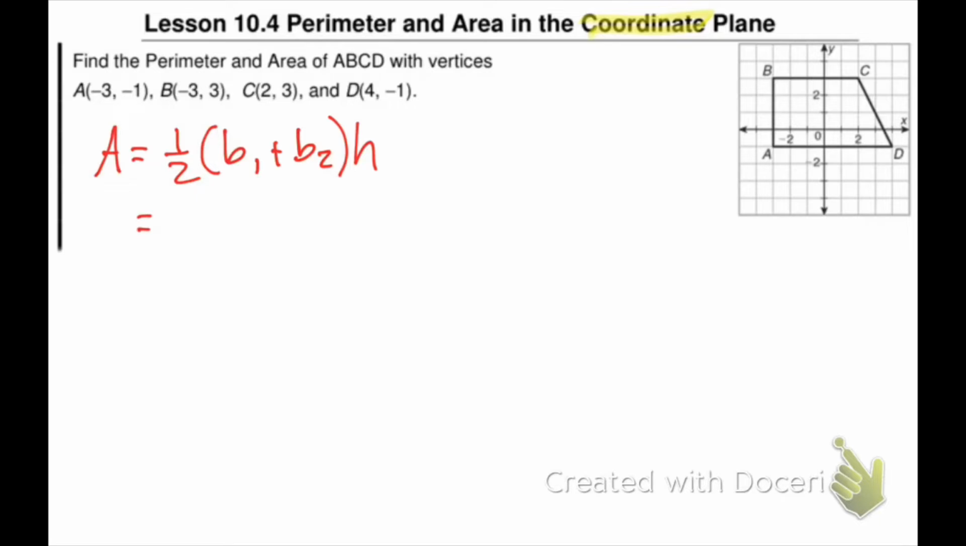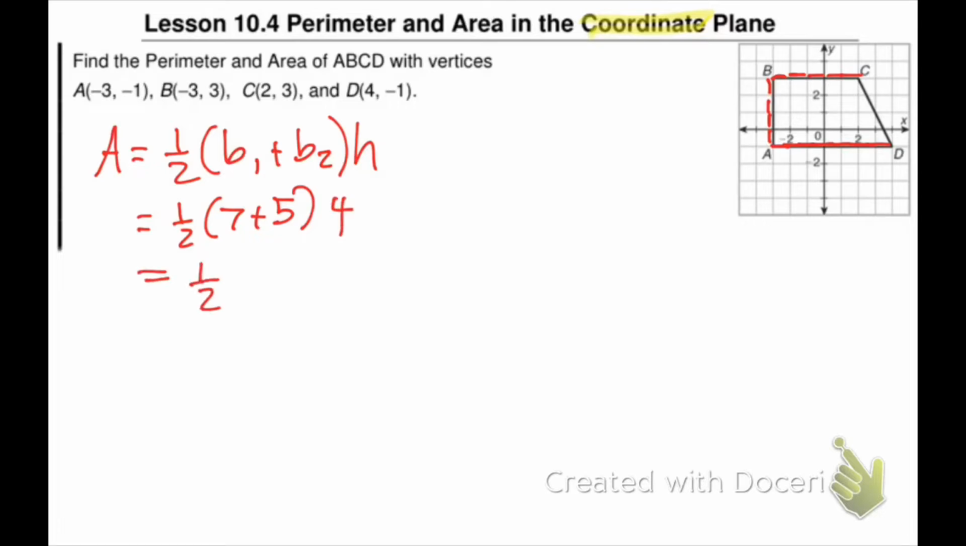What are b1 and b2? They are the bases. Here's a base, here's a base. This is actually my height right there. So we have both bases and the height. To calculate the lengths, it's fairly easy because you just count: 1, 2, 3, 4, 5, 6, 7. So 1/2 times 7 plus 1, 2, 3, 4, 5. The height is 1, 2, 3, 4.